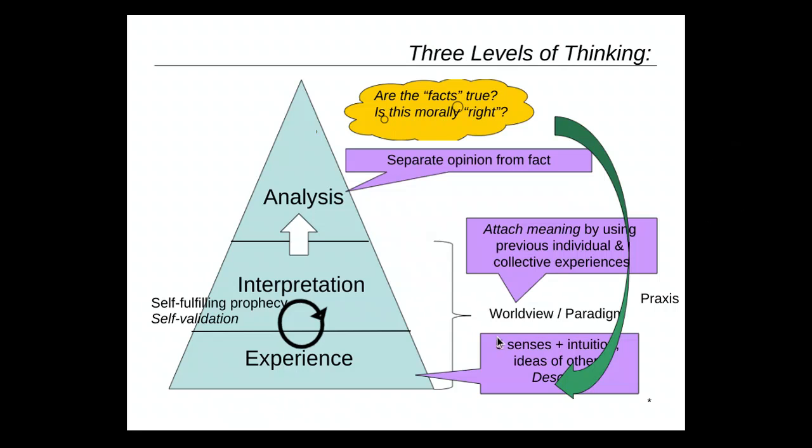The bottom level is experience, and then the second level is interpretations and analysis. What do we use in order to inform our thinking at the level of experience? We use our five senses plus intuitions as well as the idea of others. So these aspects inform our understanding of the world around us.